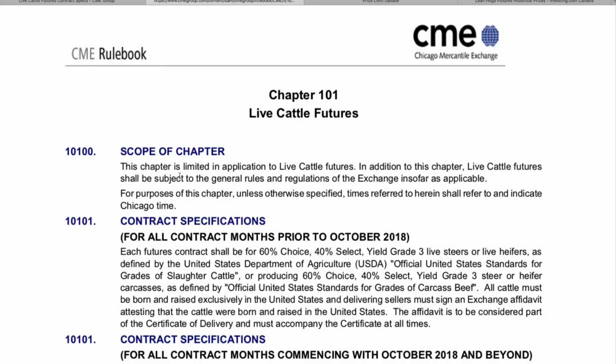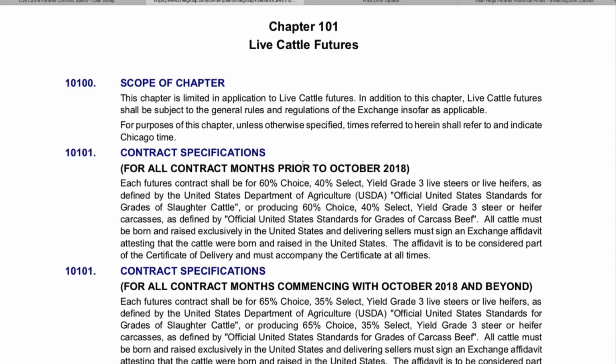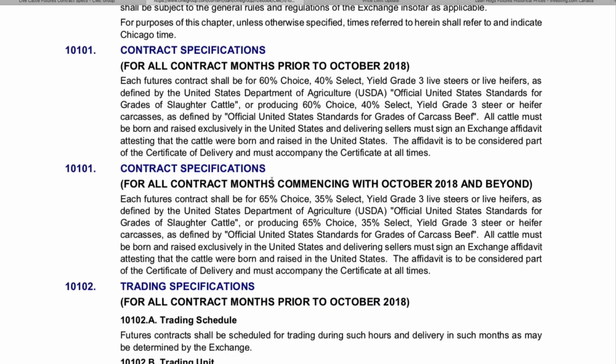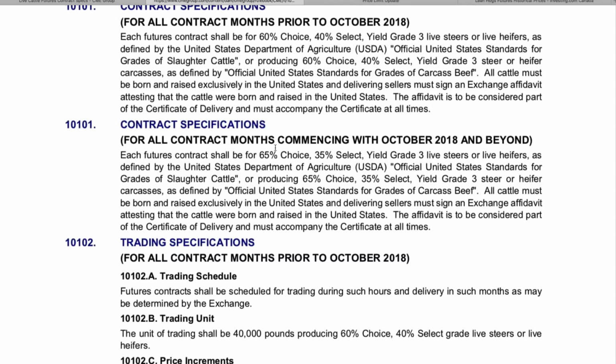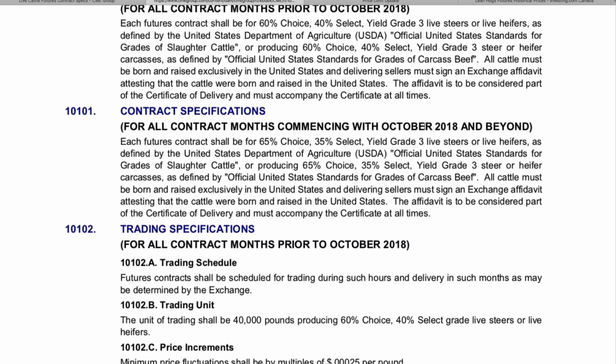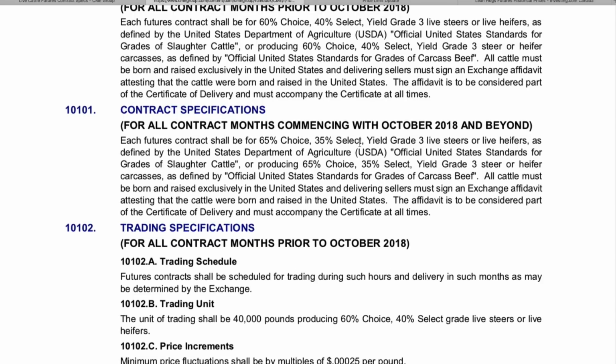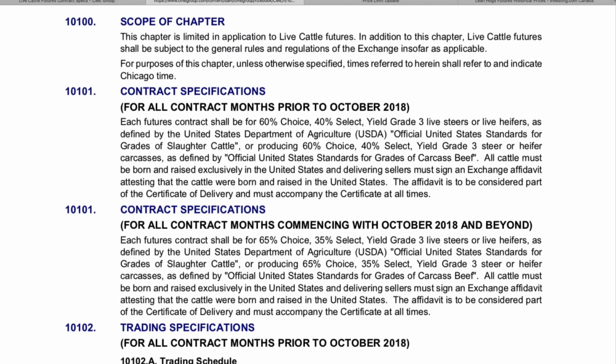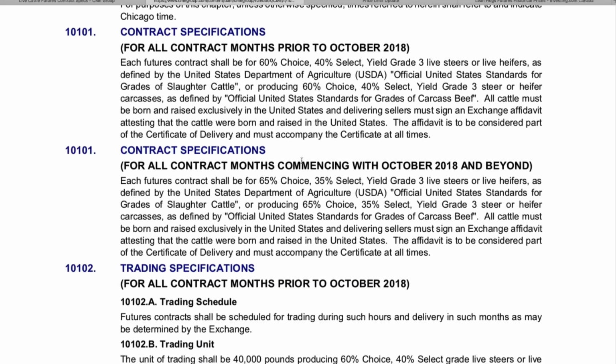If you really want to dive deep into this and get to know more, it tells you this is all about live cattle futures, contract specification for all contract months prior to October 2018. It tells you each futures contract shall be for 60% choice, 40% select, yield grade 3 live steers. This relates to the age of the cattle that you're delivering. Contract specifications for all futures contracts commencing with October 2018 and beyond. So there's going to be a change to the contract specification, so that's important to know.